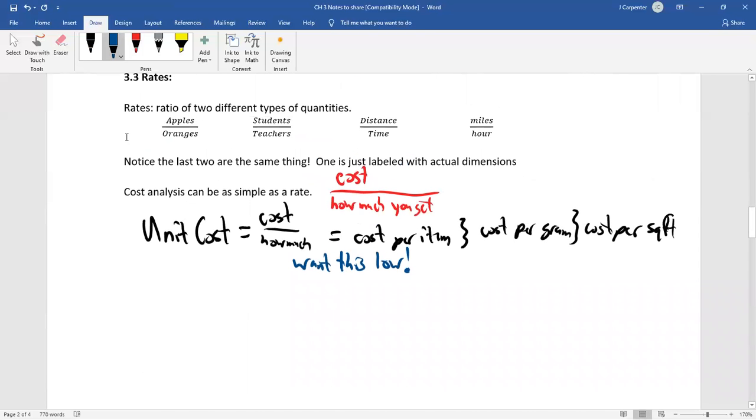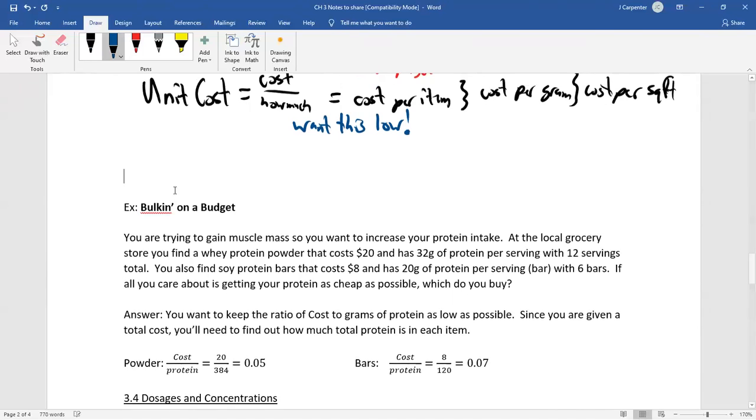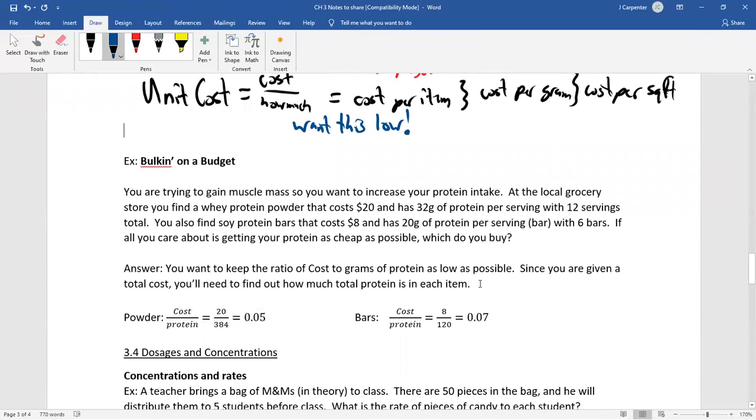Okay. In fact, let me just do this. Let me bump. Will that move? Yes. Good.